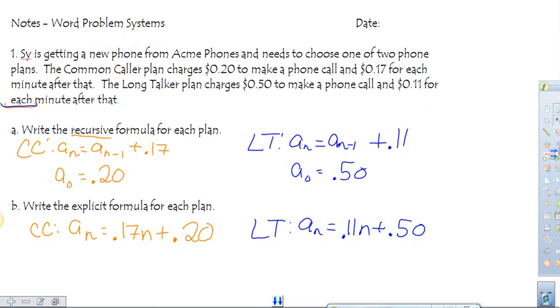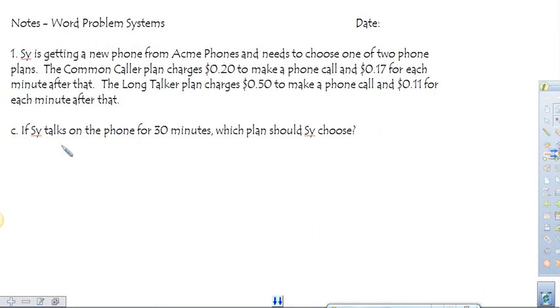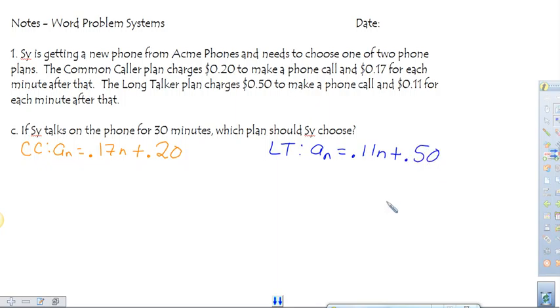Moving on to part C. If Sai talks on the phone for 30 minutes, which plan should Sai use? So I'm just going to copy down our formulas so that we have them in front of our faces, so that we can figure out which one we think is the best. Okay, so this one was a sub n equals 0.11n plus 0.50. You don't have to put the 0 there just because it's money.